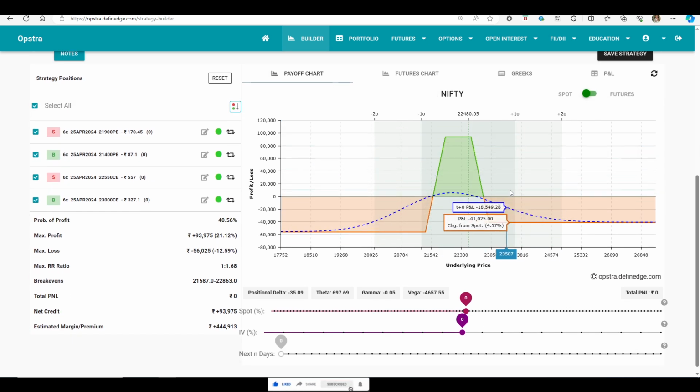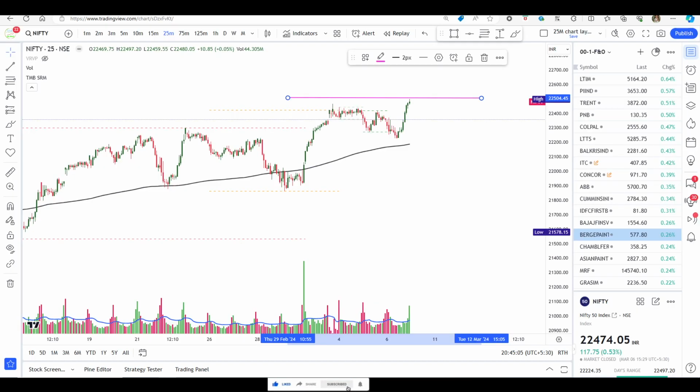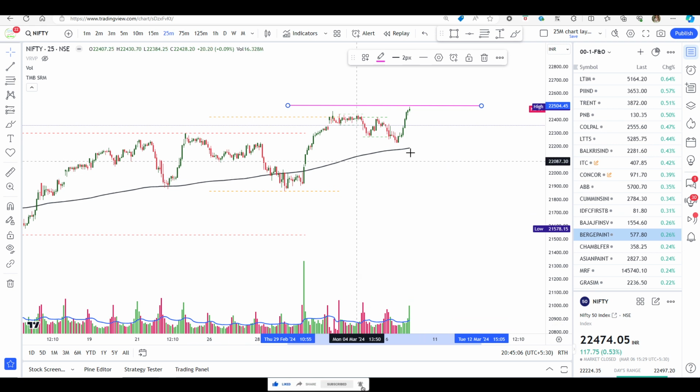Now this is going to be the iron condor. Once you convert into the iron condor, since it is the monthly option, if you wait for a few days, your position will come into profit.